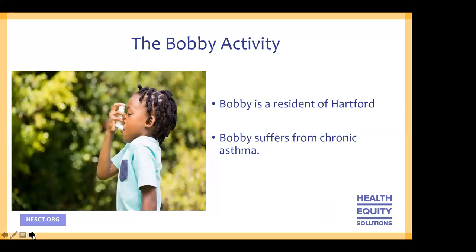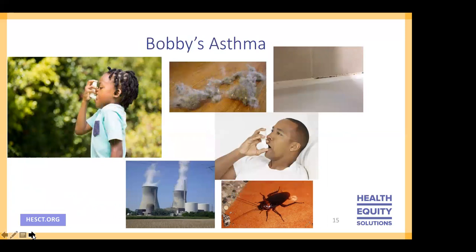On this slide, you'll see a bunch of different influencers that could actually be a bother to his asthma. You see here in this picture, mold, his parents, or his parent who might have had asthma. You see a manufacturing plant in the lower left side that's in the neighborhood near where Bobby lives. And the all disgusting, never want to see cockroach. All of these things are influencers that can really hurt or harm Bobby's chronic asthma.